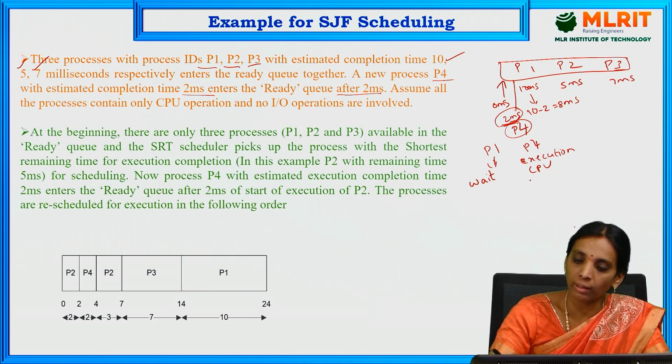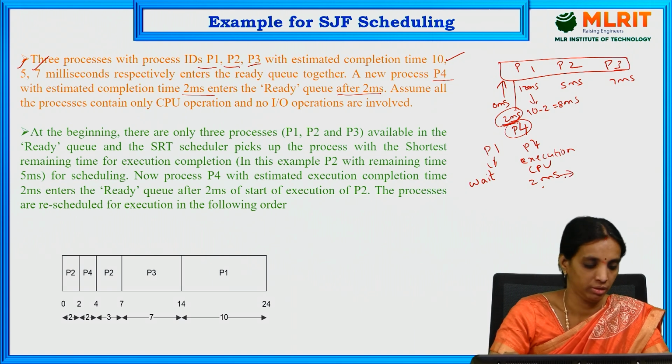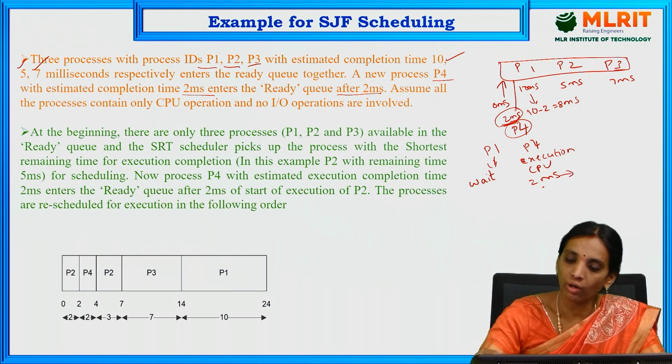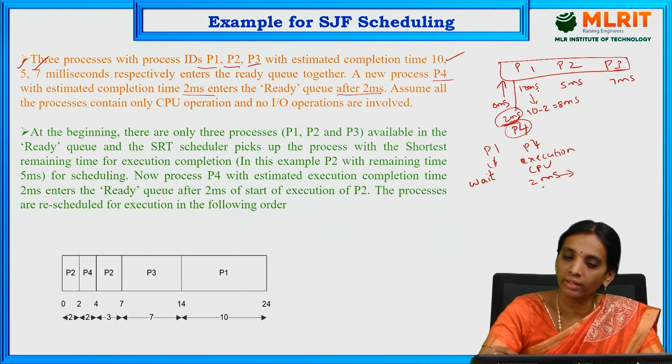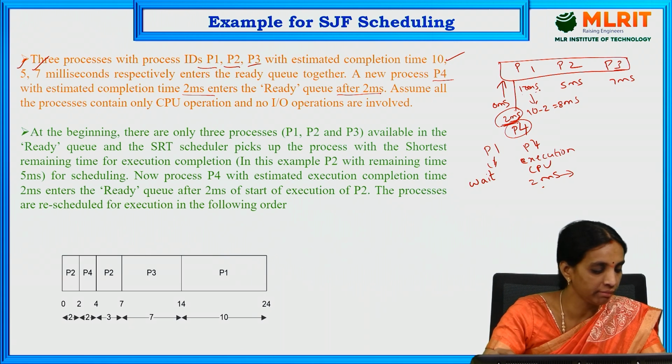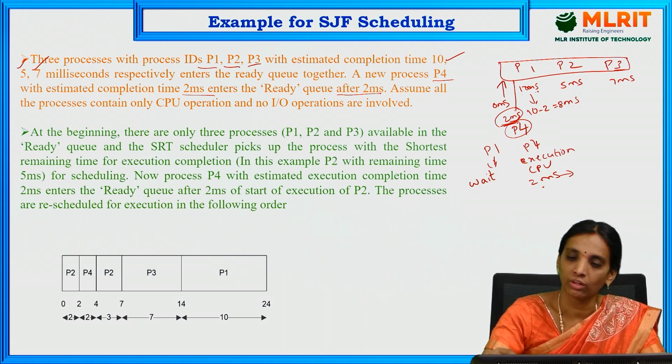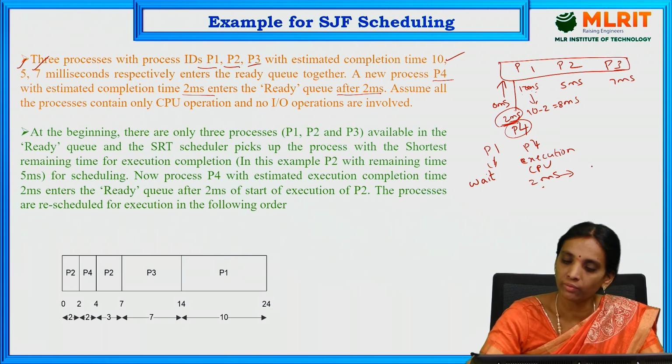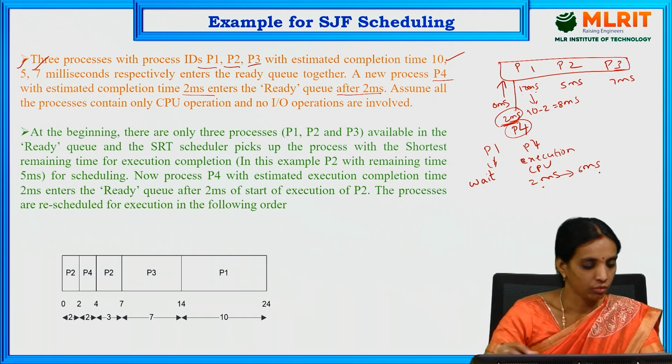After completion of 2 milliseconds for P4, it now checks the remaining time. So 2 plus 2, 4 milliseconds are completed. Therefore the remaining execution time is 6 milliseconds.